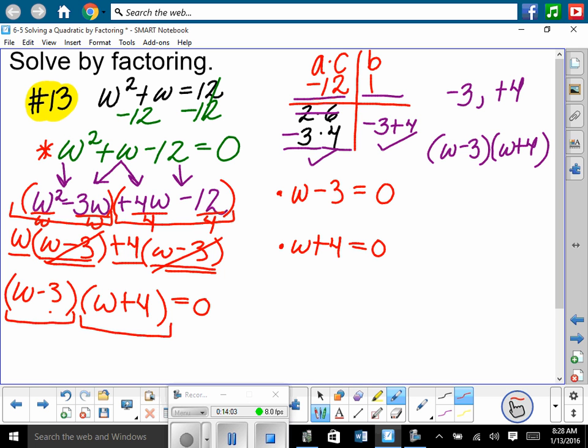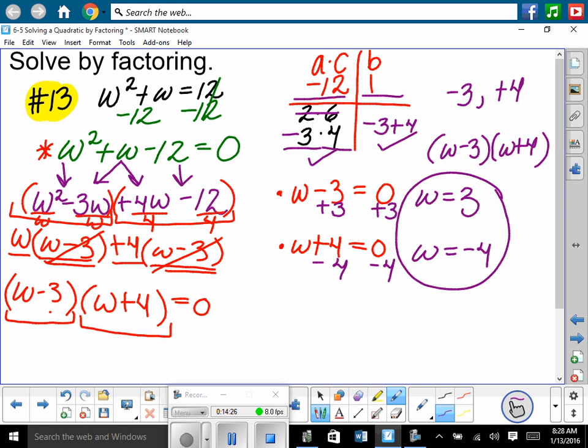Now solve for w algebraically in each case. So in this piece, we're going to add 3 to both sides, right? Add 3, add 3. So we have w is equal to 3. We're going to subtract 4, so we get w is equal to negative 4. And there's our two solutions to our quadratic equation.